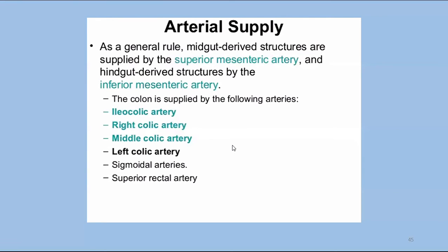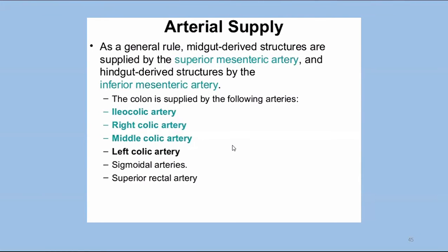So the midgut derived structures span from the lower part of the esophagus to the stomach, to the duodenum, to the small intestine, down to the ascending colon, down to the right 2/3 of the transverse colon. As I mentioned earlier, the right 2/3 and the left 1/3 meet at the junction. So from the stomach down to the right 2/3 of the transverse colon, it is the superior mesenteric.